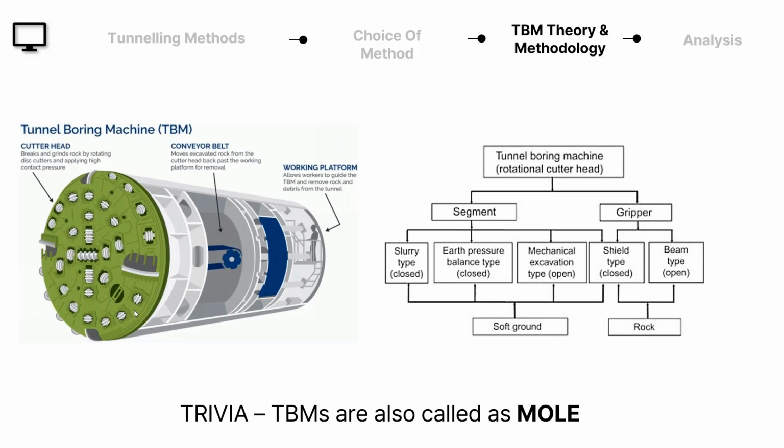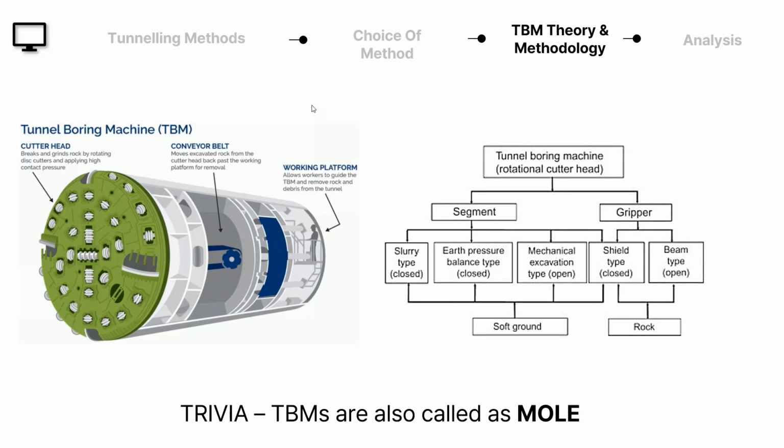So in the left picture, we can see a conventional TBM, the cutter head, which is followed by the bulkhead, then the conveyor belt that removes the muck away from the machine face, and then there is a working platform where the operators operate the machine and plan the day ahead. Now, this entire machine is covered with a shield so that the soil doesn't cave in. If you look for a trivia, TBMs are also called moles.